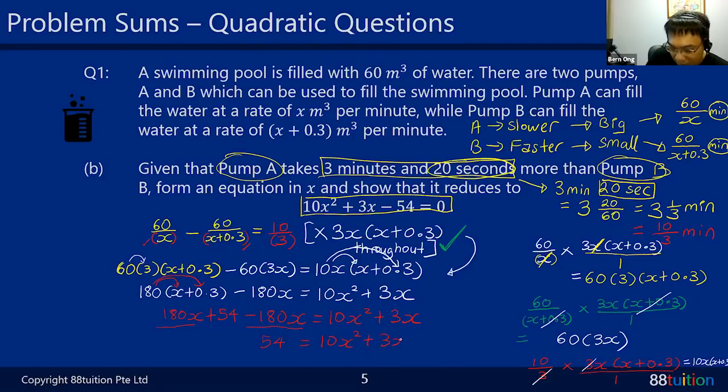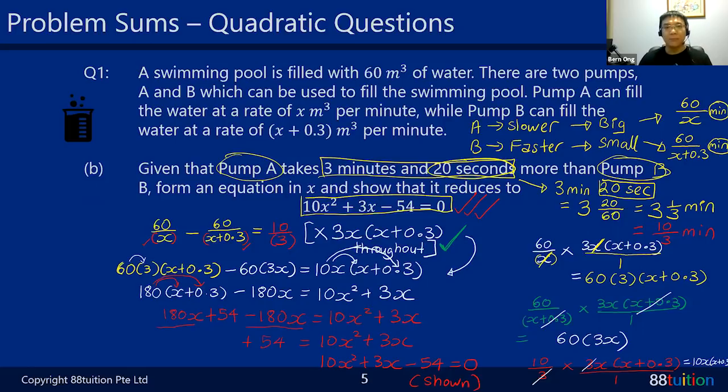Can you see something? Very similar to what the question wants from you already. 54, you bring it across. So down here, you have 10x squared plus 3x. Here, by default, it's a plus, never write it's a plus. Plus 54, you bring across, minus 54. This whole thing is equal to 0. Is it the same as what the question asked from you? Yes. Tell your teacher, shown.